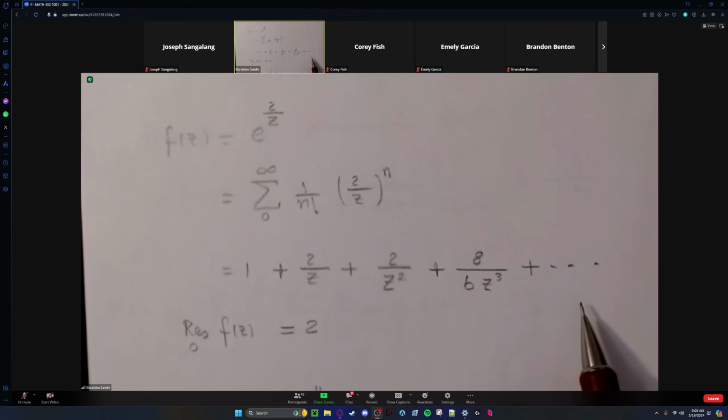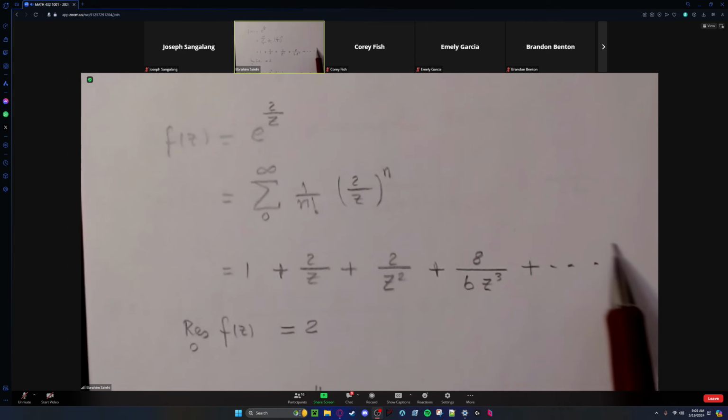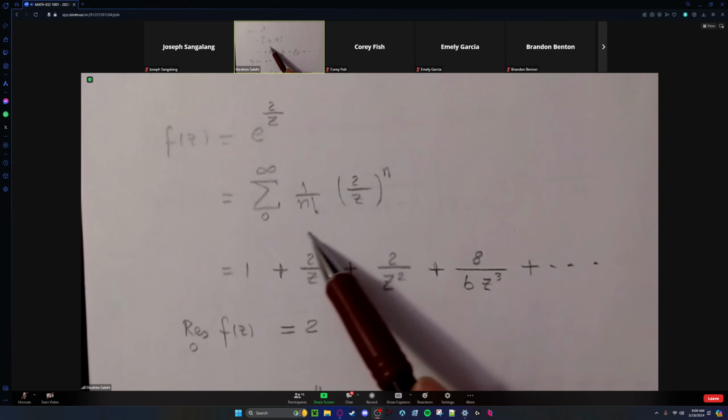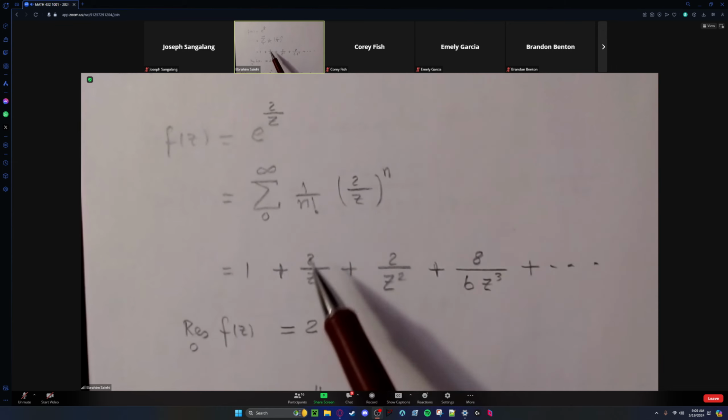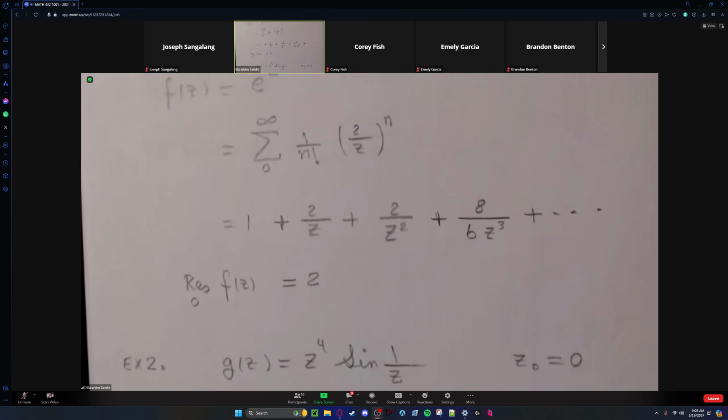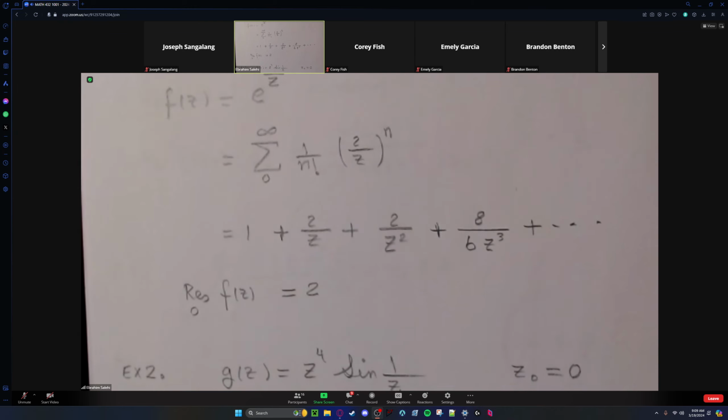Why is it an essential singularity? Because this is the principal part, and in the principal part we have infinitely many terms where z is in the denominator. But among all of this, we need this part. The coefficient of 1 over z is 2, and that is the residue of the function at 0, at that singularity.